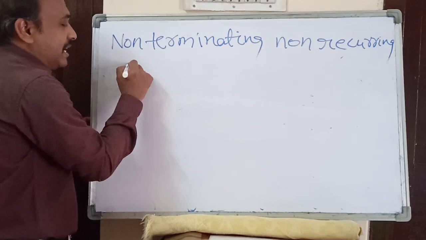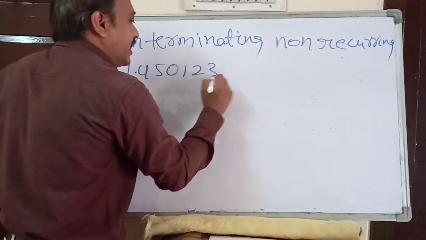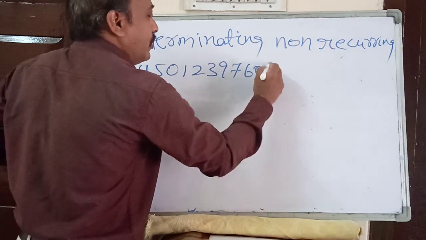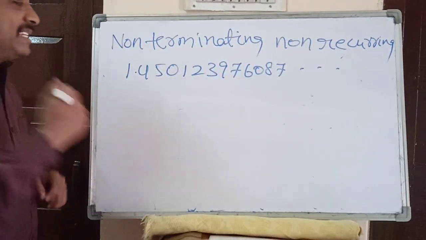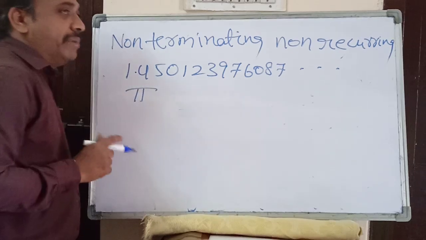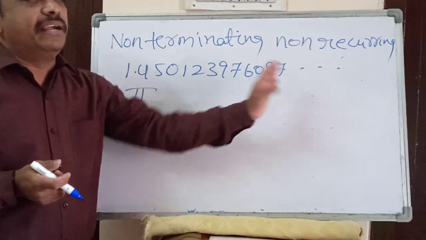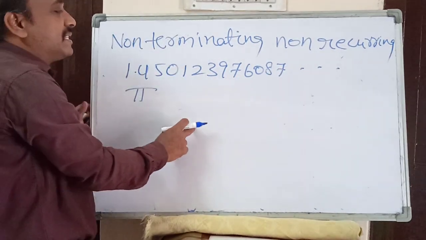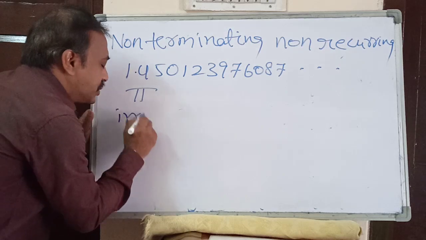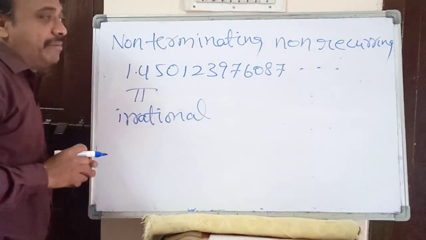So non-terminating non-recurring, for example 1.450123976087 and so on. Even the value of pi is also an irrational number. When you convert it into decimal form, the value will never end, and the group of digits also will not be repeating. Such type of numbers are called irrational numbers.